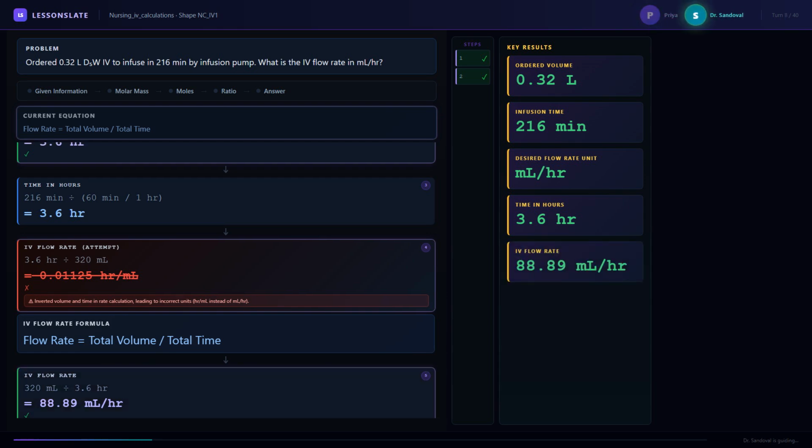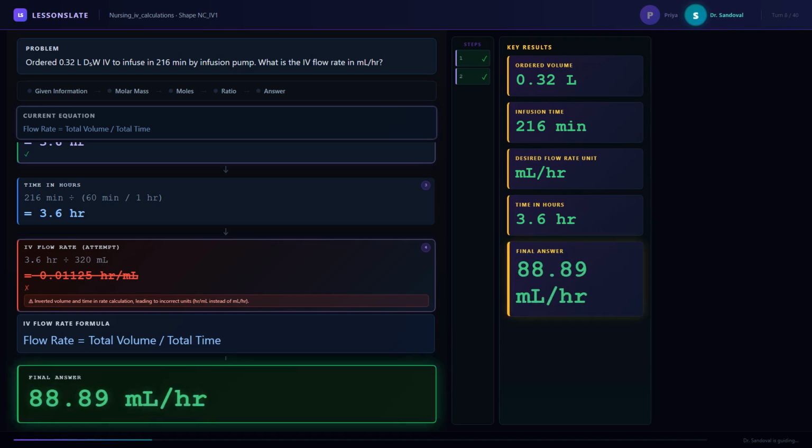That's exactly right, Priya. You've correctly identified that to get a rate in milliliters per hour, you divide the total volume in milliliters by the total time in hours. So 320 milliliters divided by 3.6 hours is indeed 88.89 milliliters per hour. Congratulations, you've solved the problem.